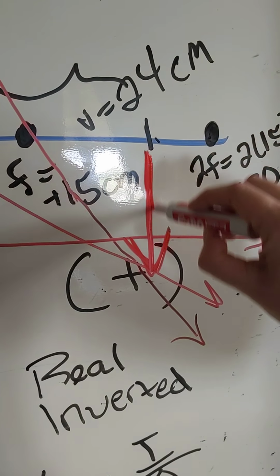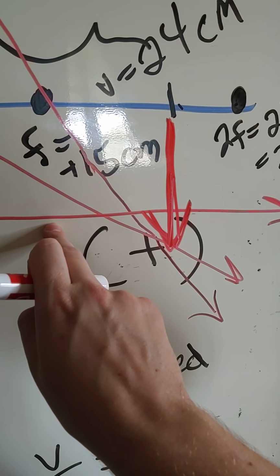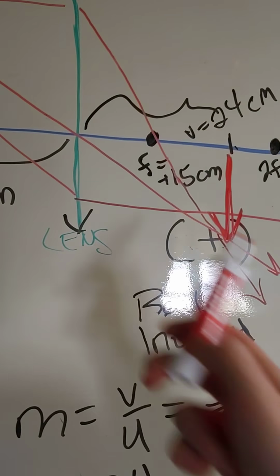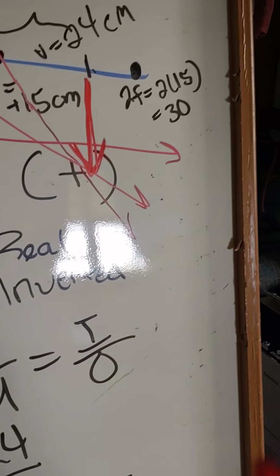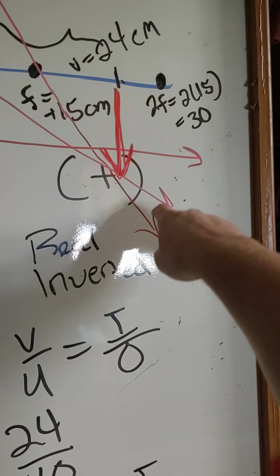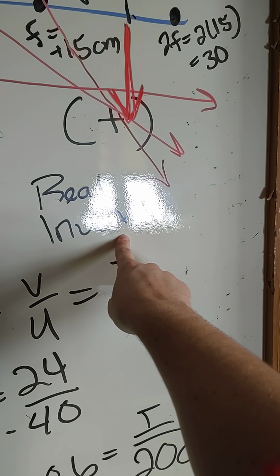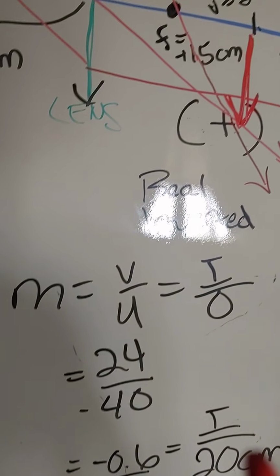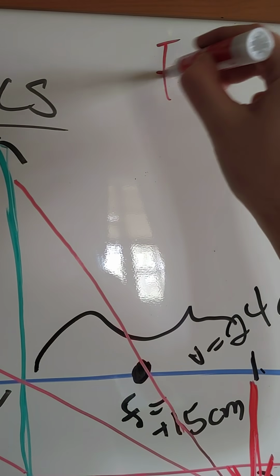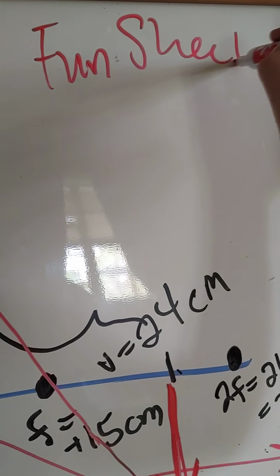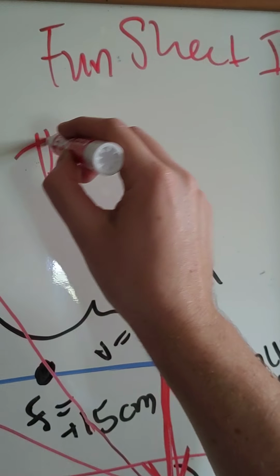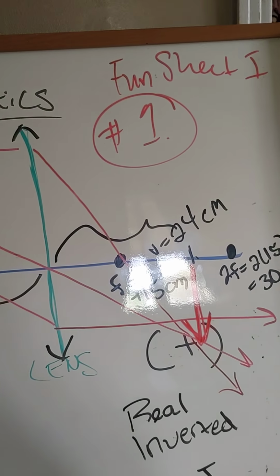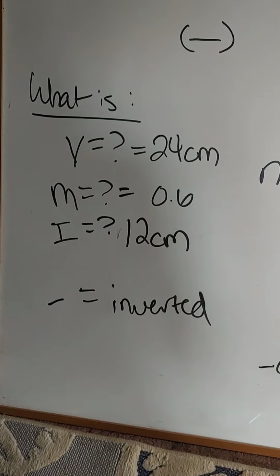I think some of the cases, or one of the plus cases, does not have this line. I don't think it's this one. I think personally that you can probably just use the other two and figure it out. But yes, so we have a real inverted image up here. And this was fun sheet 1. I forgot to write down the number. This is number 1. I hope that helps some.